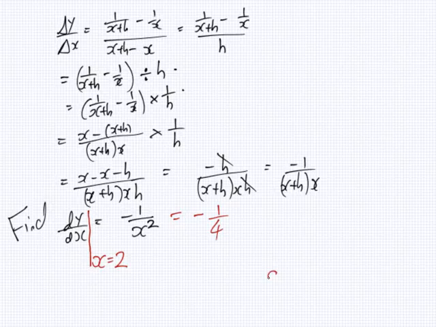Another way to write it is dy dx with square brackets, and then down the bottom x equals 2. So we don't really use that one. It's this one here.